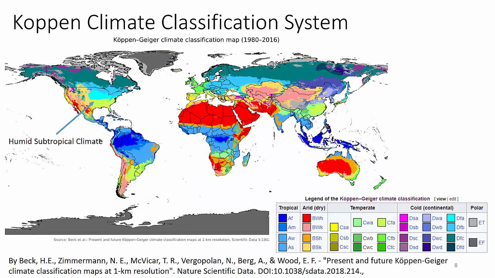Now let's go back a little bit to our climate classifications. The Köppen climate classification system is one of the most common ways that we classify where we live. We happen to live in a humid subtropical climate that's typically referred to in the temperate zone as CFA. And this subtropical climate is fairly unique in the southeastern United States.